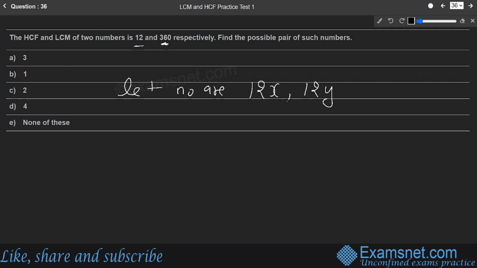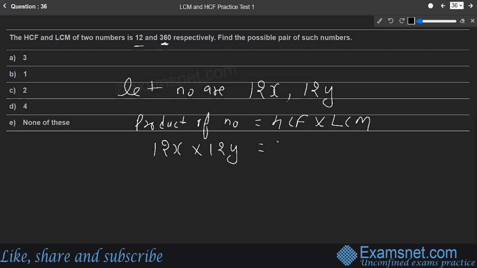Then he says the LCM is 360. So we can use that formula of ours, which says product of numbers is equal to HCF into LCM. So let us have the product of numbers 12x into 12y is equal to HCF 12 into LCM 360. Let us cut down these numbers. This 12 cuts this 12, and this 12 can cut 360 to 30. So we remain with xy is equal to 30.